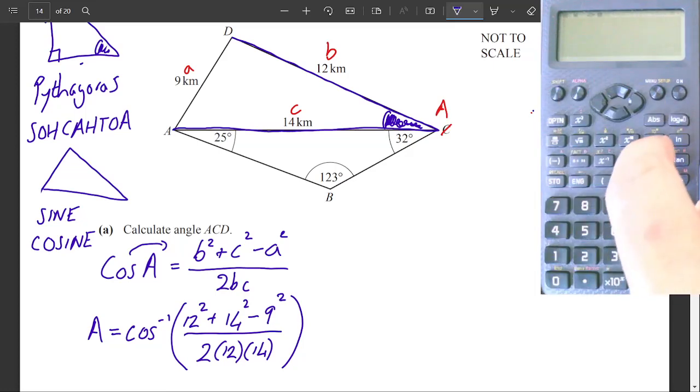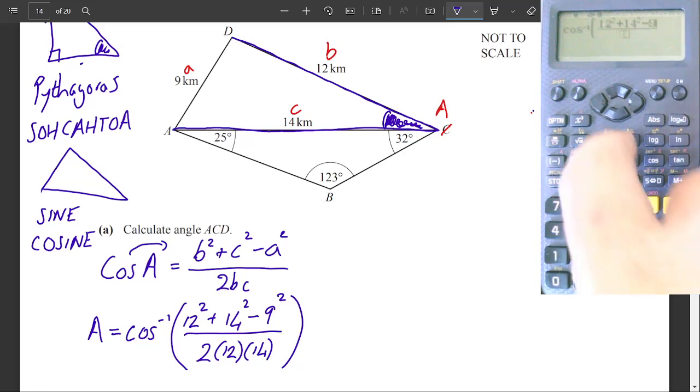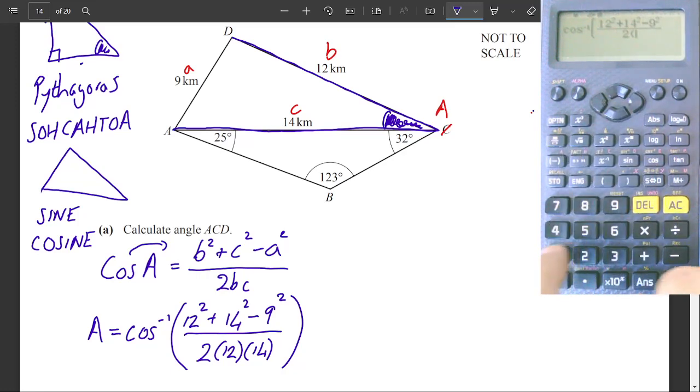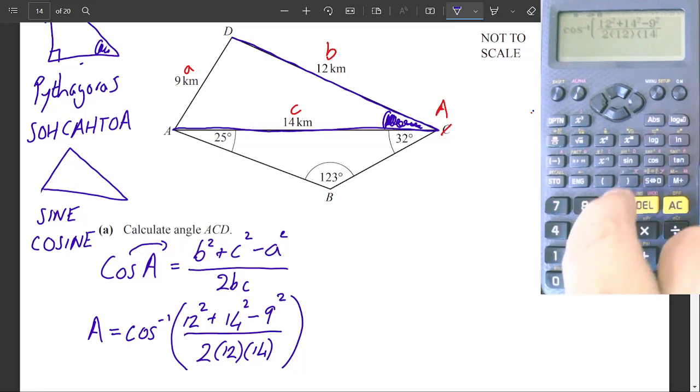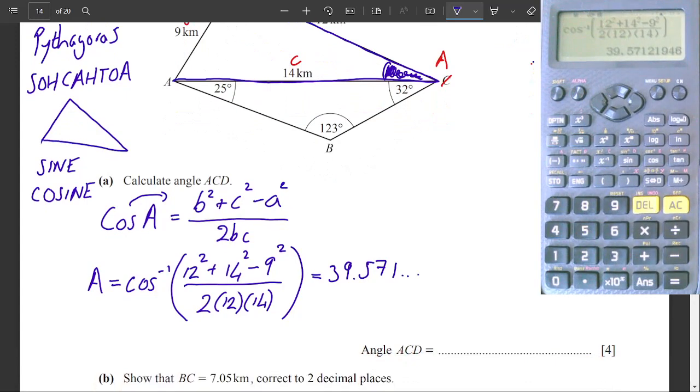So shift, cos, fraction, 12 squared plus 14 squared minus 9 squared over 2, 12 and 14, close bracket. I've got an answer. 39.571, etc. Rounded to 1 decimal place, as this is an angle, 39.6 degrees.